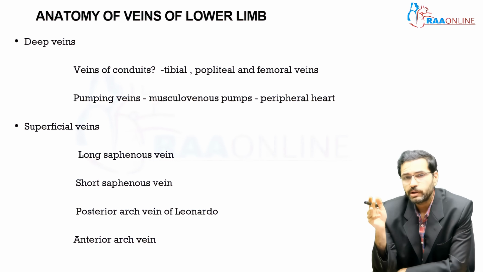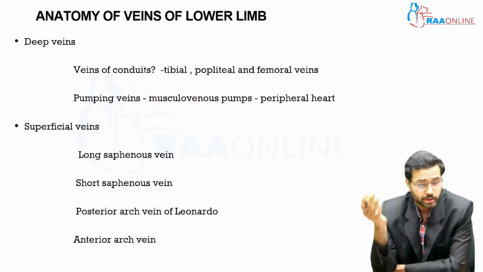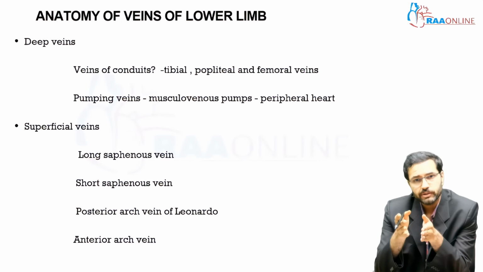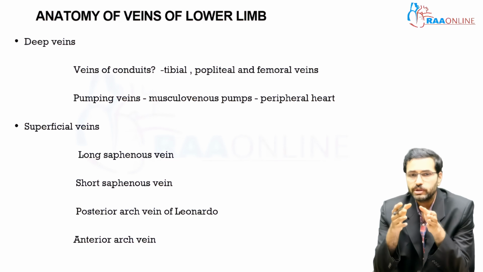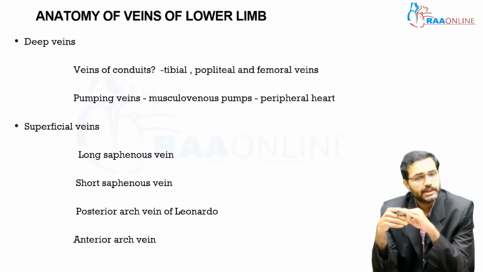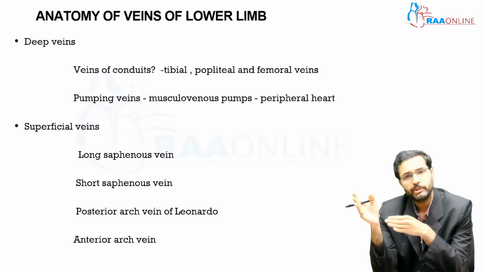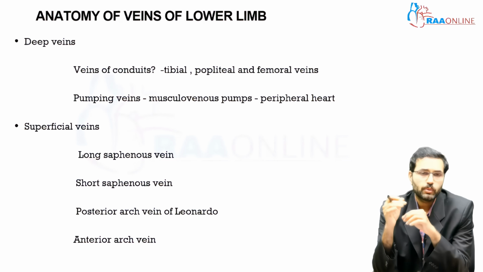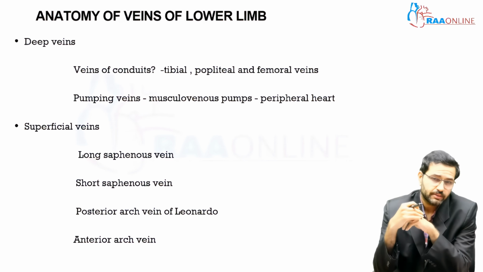The veins of the lower limb are three in types, we can say. One is a group of veins called the deep veins. Deep veins are also called veins of conduit. They are called so because they carry the major amount of blood and enter into the systemic circulation, that is, into the inferior vena cava. Veins of conduit are mainly the tibial vein, the popliteal vein, and the femoral vein, which in turn proceeds on into the external iliac vein, common iliac vein, and into the IVC. So, the deep veins of the lower limb are called veins of conduit, and it includes the tibial, popliteal, and the femoral veins.